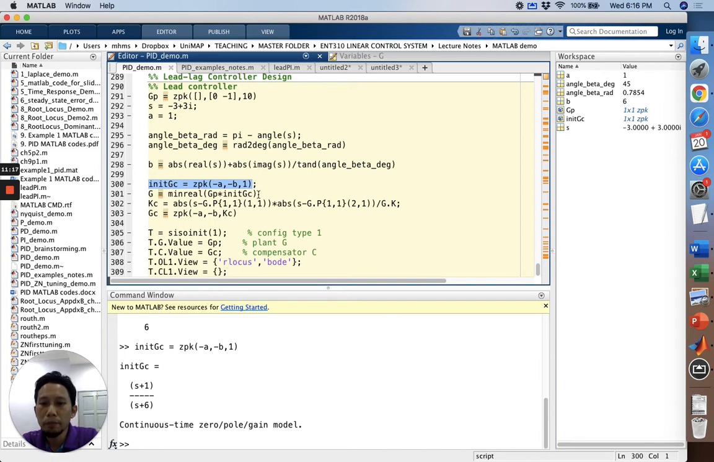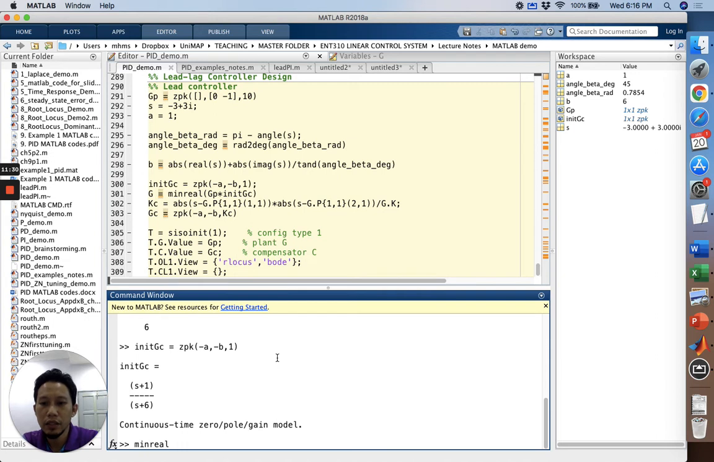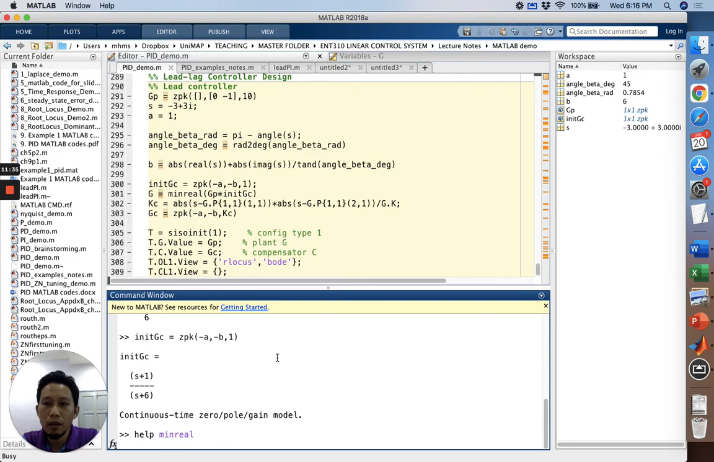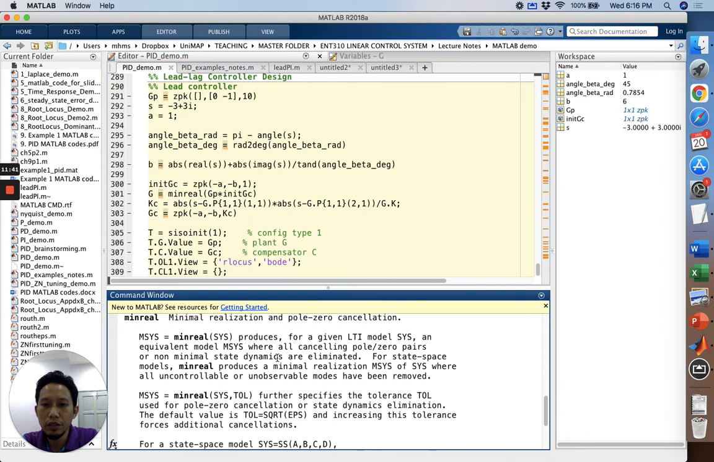And then we can multiply GP, which is our plant, with the initial GC that we set, and then the minreal here, you can type help minreal. For this one, the function is actually produced for a given LTI model system an equivalent model in which all cancelling pole-zero pairs or non-minimal state dynamics are eliminated.